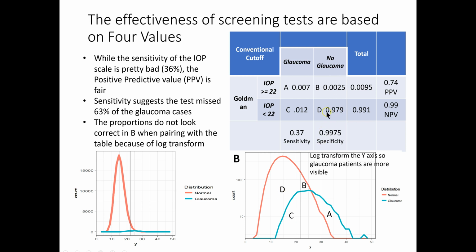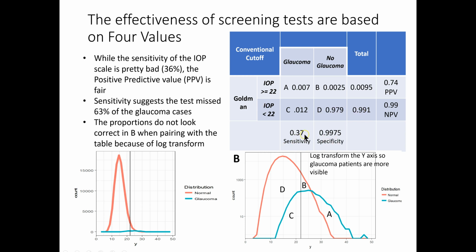See, most of the people are D's. Most of the people, and you can see from this graph, most of the people don't have glaucoma. So that's 97.9% of the people don't have glaucoma. And when you look at the people less than 22, you add in these guys, you get 99.1% of the population is less than 22. And so that's a lot.